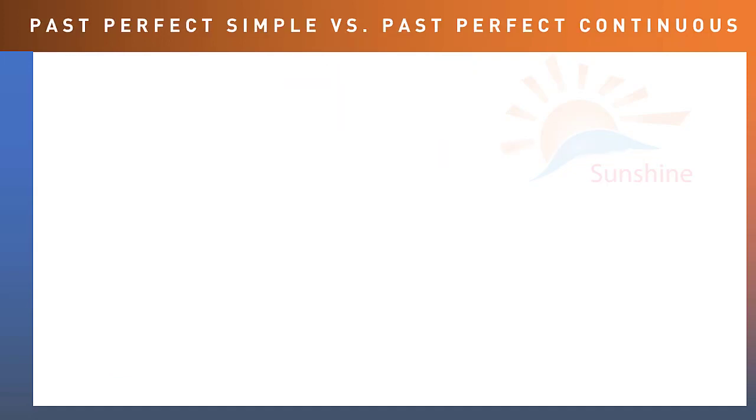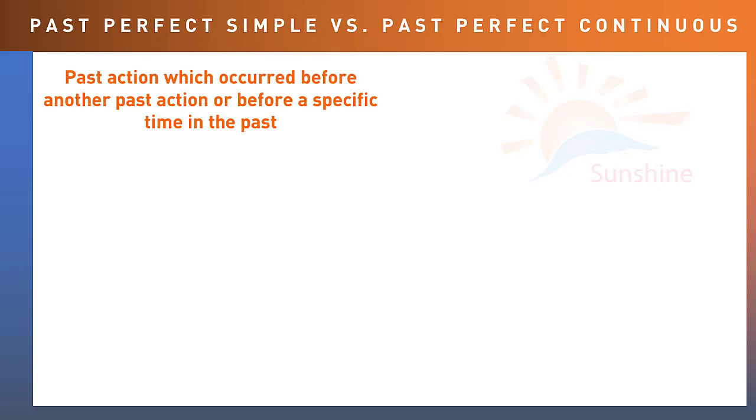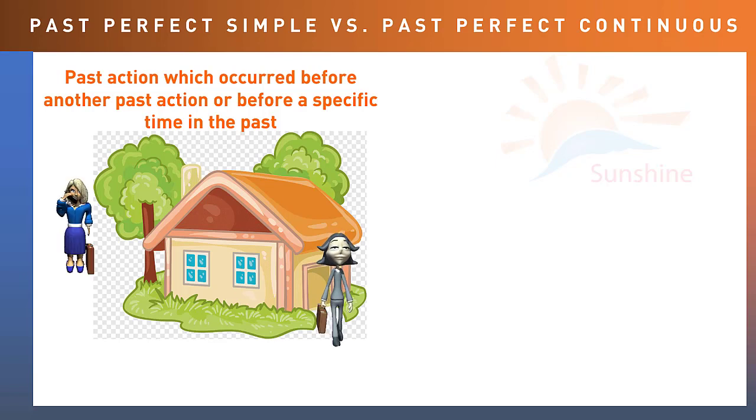Now, let's take a look at past perfect simple and past perfect continuous. We can use past perfect simple to talk about a past action which occurred before another past action or before a specific time in the past. For example, she had already left when I got home.